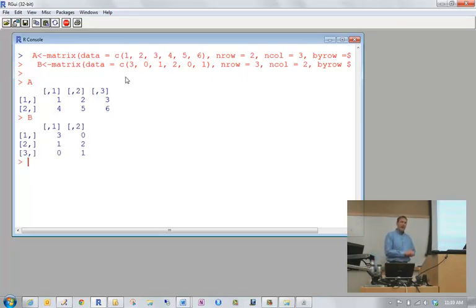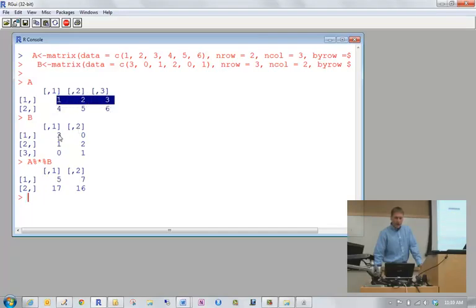Now to multiply A times B, we just simply use A, and rather than only an asterisk, we actually have to use a percent, asterisk, percent, and then put in B. This is just the syntax that you have to use in R. And here's our corresponding result. So for example, this 5 here comes about through taking 1 times 3 plus 2 times 1 plus 3 times 0, and you get 5.